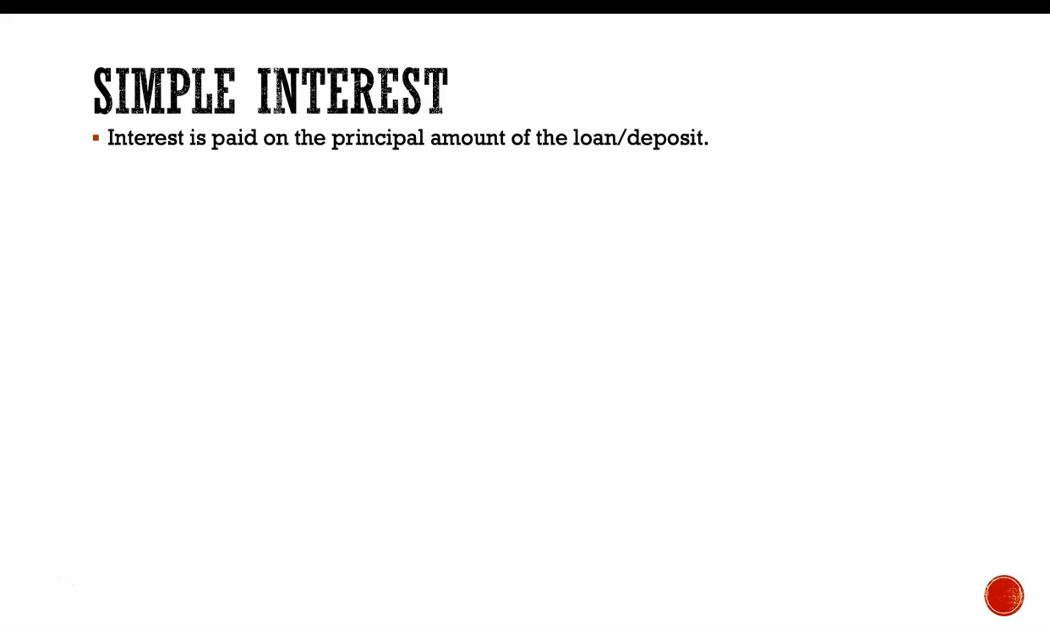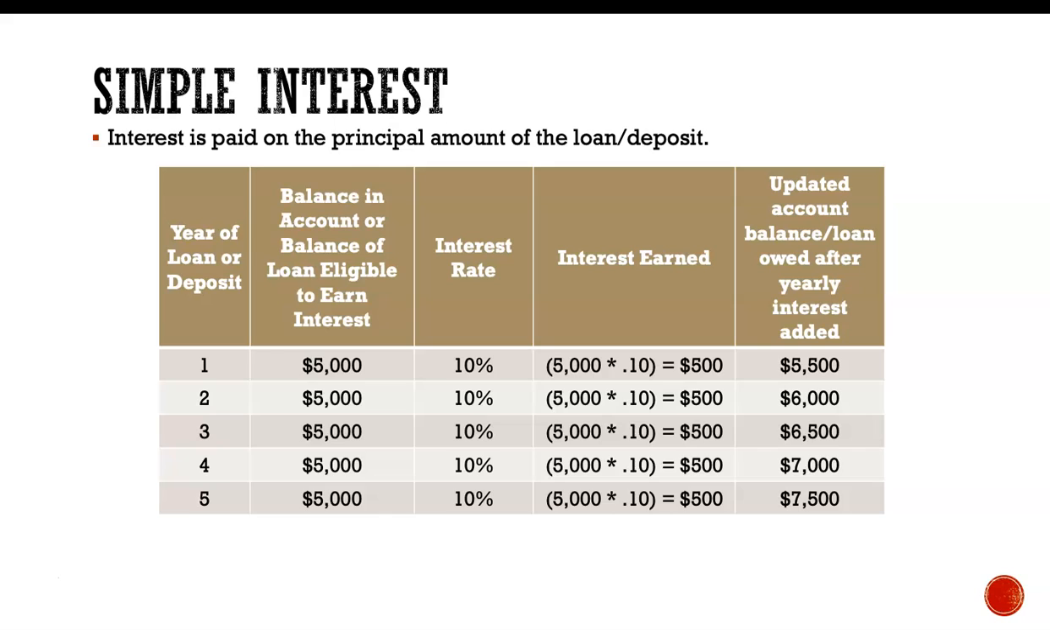There are two types of interest. The first we will discuss is simple interest. With simple interest, interest is paid on the principal amount of the loan or deposit. Let's look at an example. Here we have a bank balance or loan amount at the beginning of year 1 of $5,000. This very beginning balance is called the principal. It is important to know that principal is the initial amount deposited or borrowed. When calculating simple interest, this is the only amount interest is calculated off of.